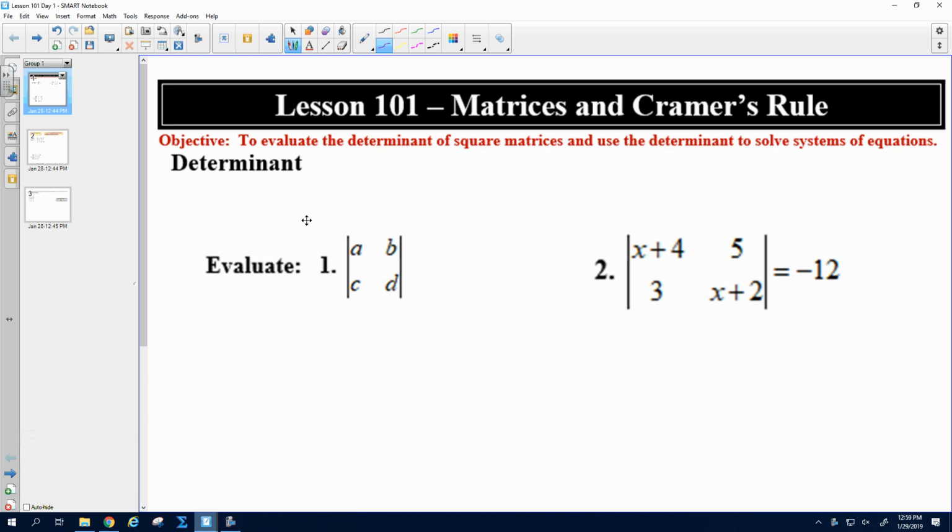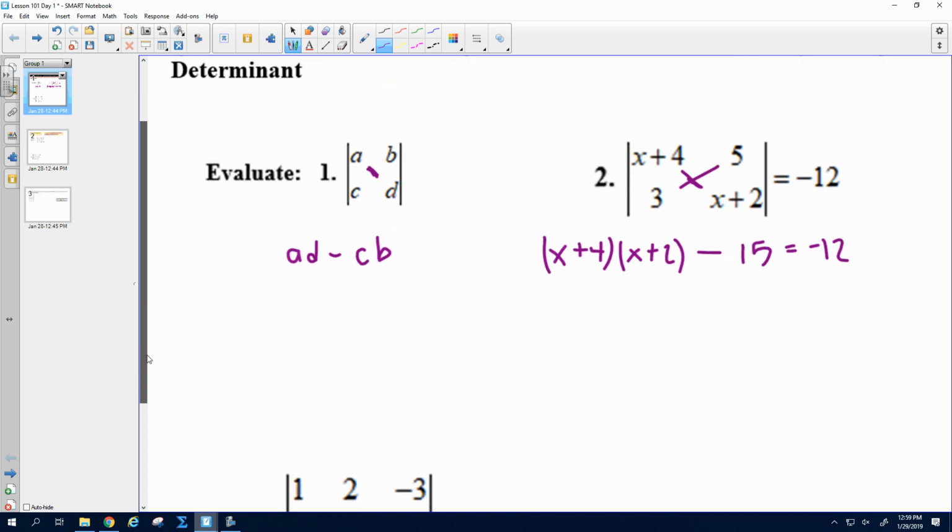All right. So just a reminder on how to do a basic 2x2 determinant. Remember, we do this times this, A times D, minus C times B, or B times C, whichever way you go. Okay? So for this one, remember we do this times this, minus this times this, which is 15, equals negative 12, and then you guys would solve, right? We don't need a review of that, do we? So that's just like a 2x2 determinant, right? We call this a 2x2 matrix or determinant.